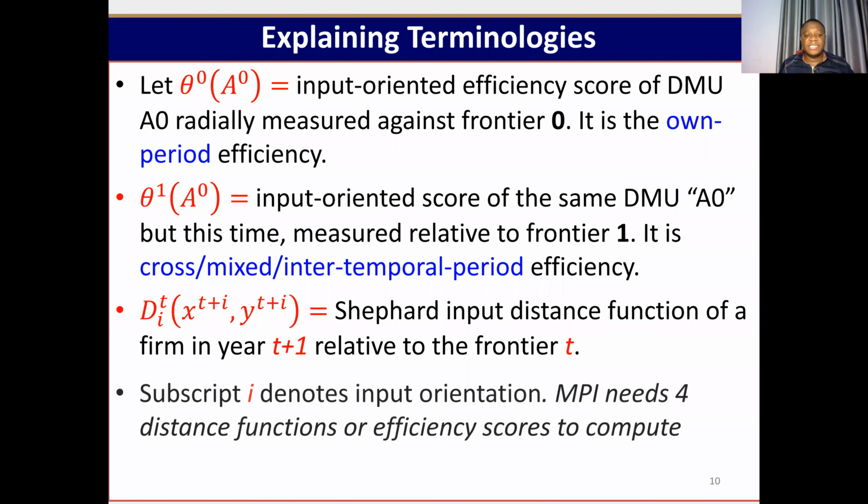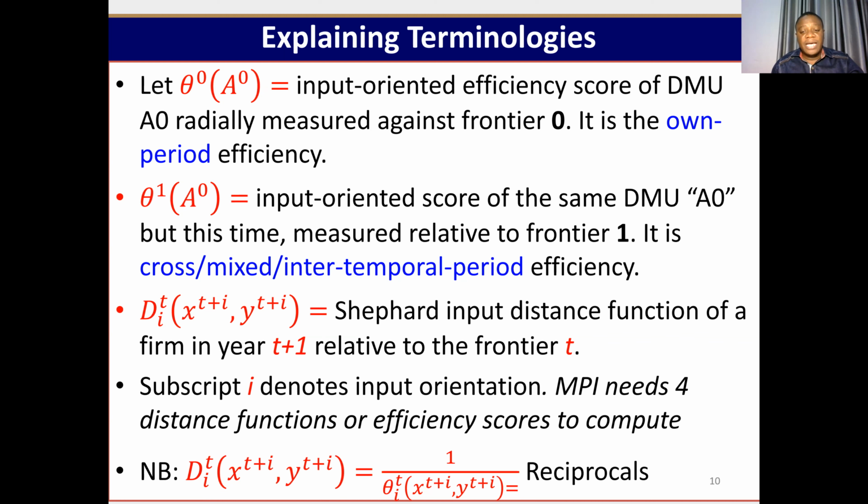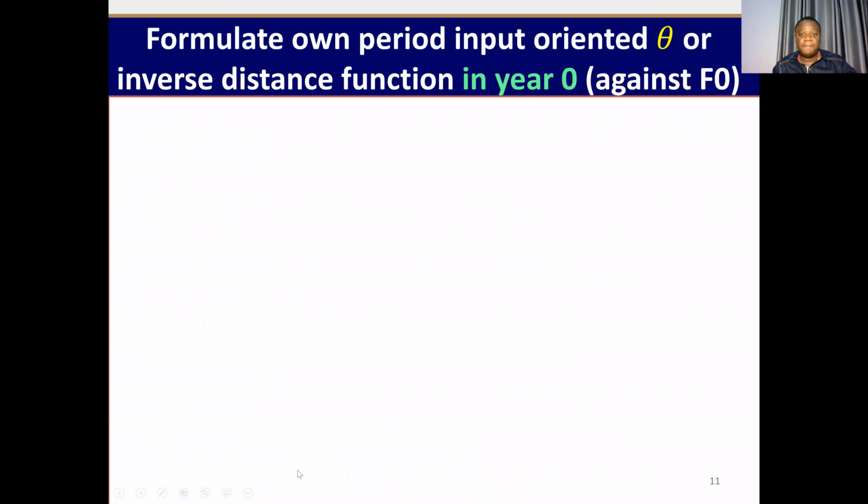What's the difference between the distance function and the efficiency score? Well, the distance function is the reciprocal of the efficiency score, and the efficiency score is the reciprocal of the distance function. So take note of that. We'll come back to this in the course of time, but just keep that in mind. So one is a reciprocal of the other. If you take the cross multiplication, you will notice that one is also the reciprocal or the inverse of the other. What we are going to do now is to learn how to formulate in the parlance of DEA.